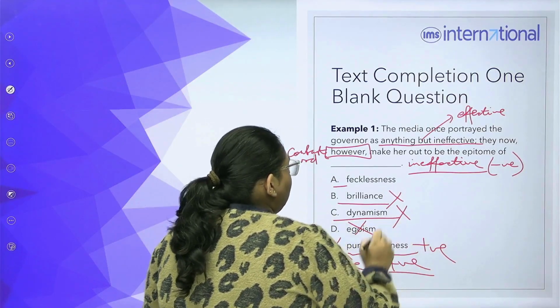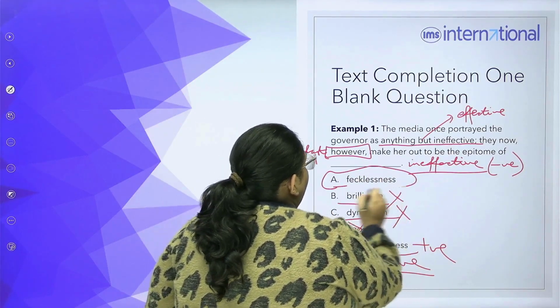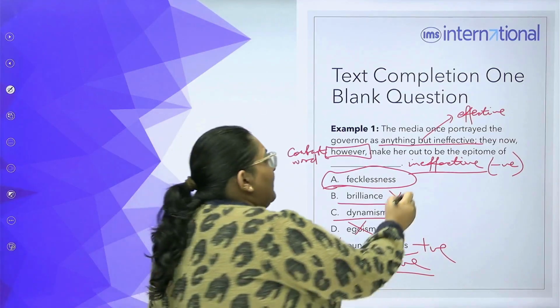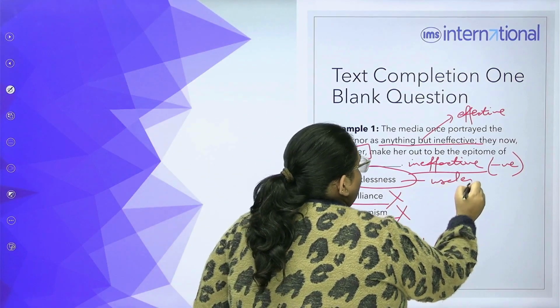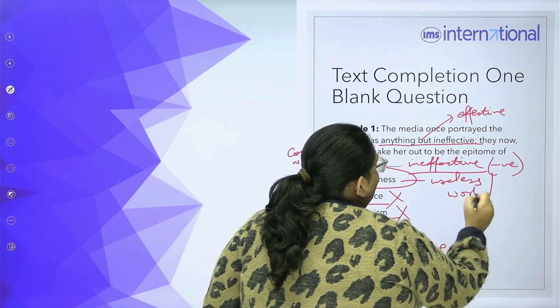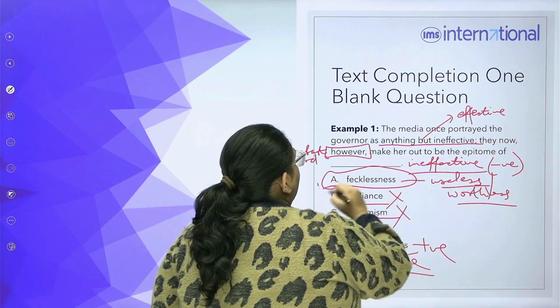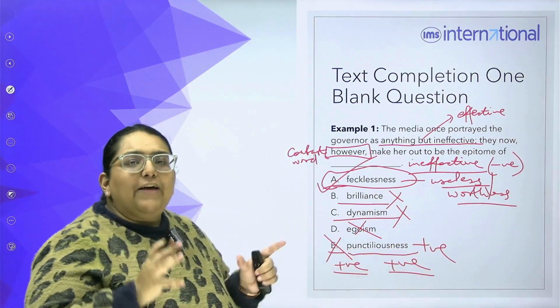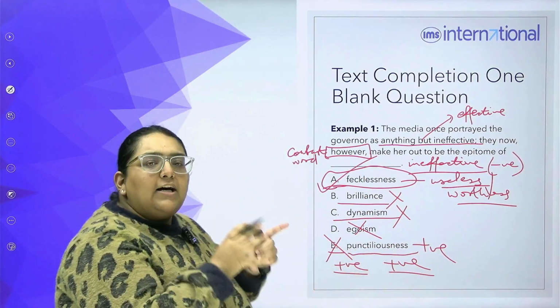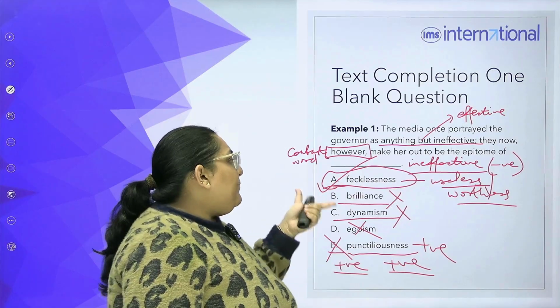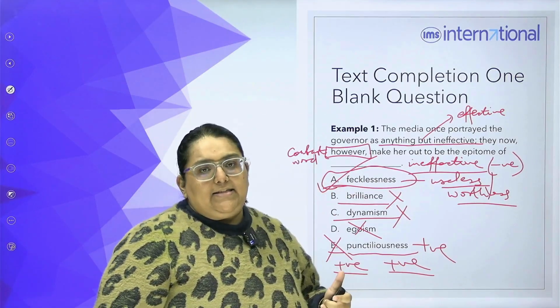Rule this out. So what are we left with? Fecklessness. What do we mean by feckless? Feckless is somebody who is useless or worthless. So somebody who is useless or worthless would be ineffective. So fecklessness would be the correct choice. So they now make her out to be an epitome of fecklessness.